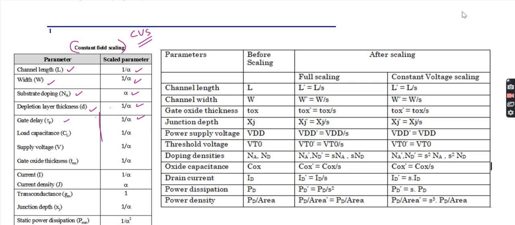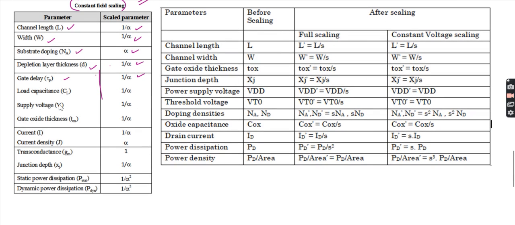Then gate delay is 1 by alpha. Like this, so many scaling factors are there. These are the parameters. When you are going for any scaling of your MOSFET, you need to consider all these parameters. Here I am showing the parameter name before scaling and after scaling. See here, constant voltage scaling, as I mentioned. This is full scaling actually.